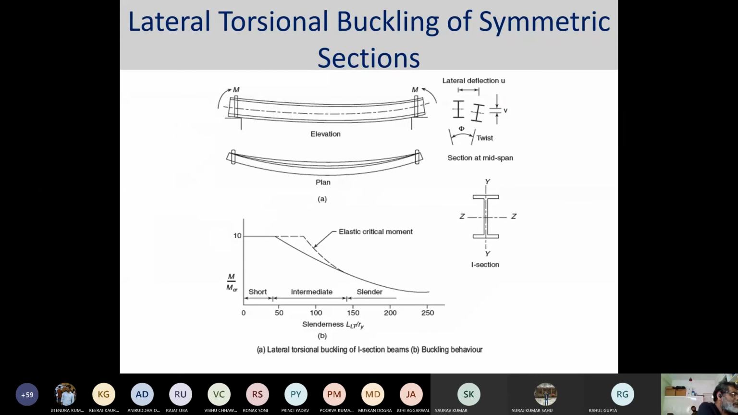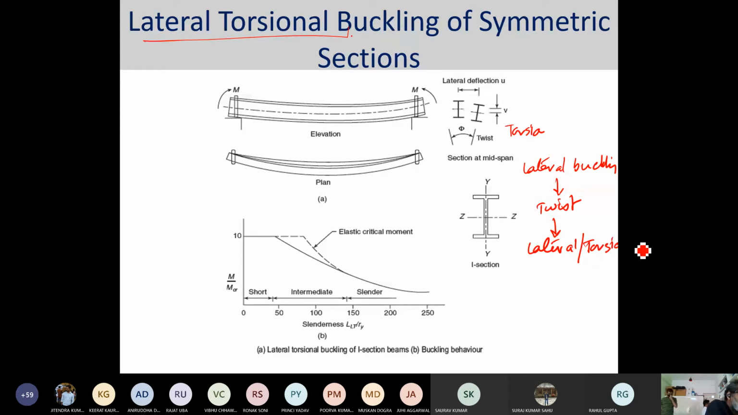And then you have lateral torsional buckling, so you have a twist. This twist is generating your torsion. So why is it called lateral torsional buckling? Because lateral buckling is accompanied by a twist. And therefore it is called lateral torsional buckling. Is this making sense, guys? Yes, sir.